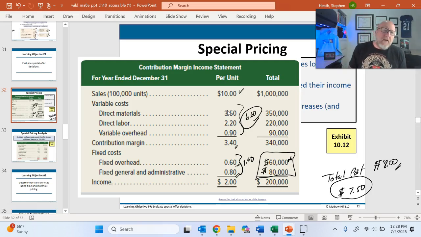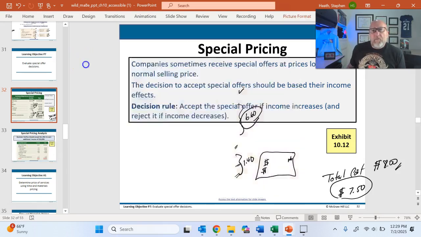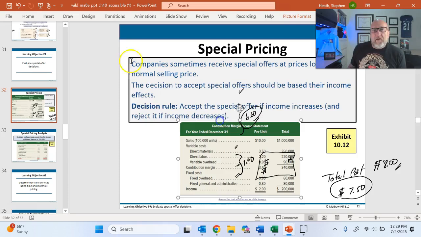Now, the risk of saying yes is that if one of our existing customers found out that we were selling our product for $7.50 when they were traditionally and continuously paying $10, they could get upset and we could end up rocking the boat, so to speak. So we may not always want to say yes just because we can make money. But in general, those are things we want to think about.